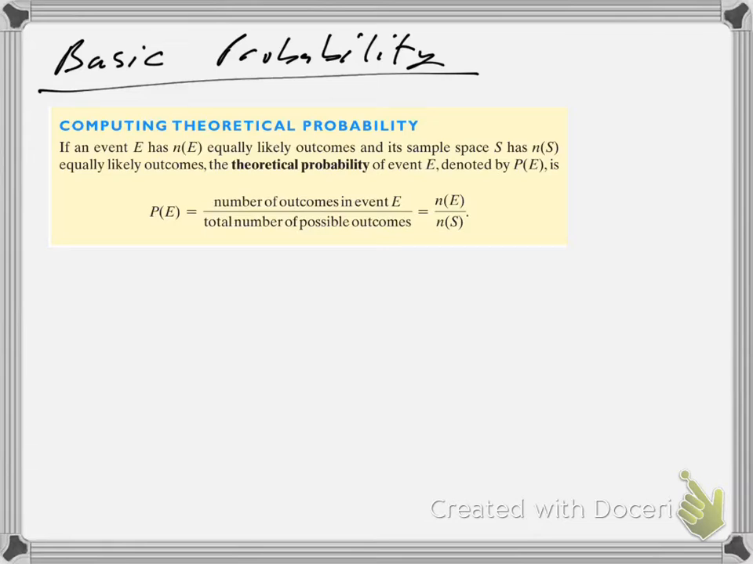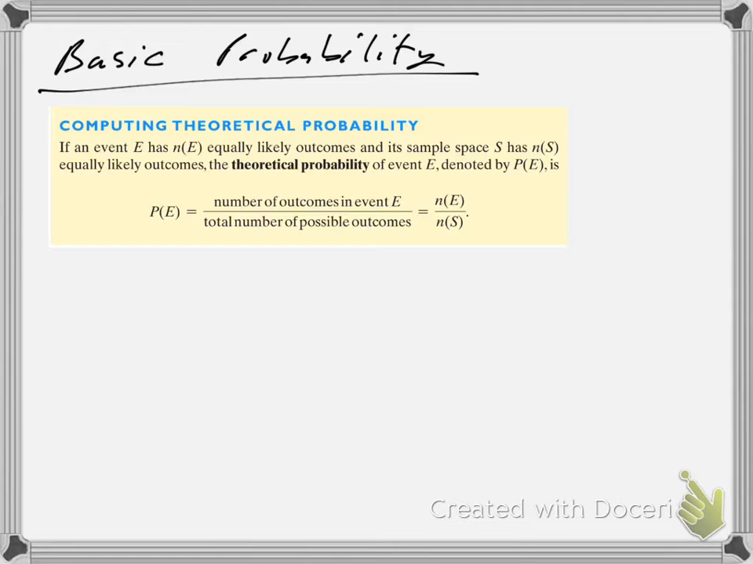So if we roll a dice, there are 6 outcomes. And what's the probability of rolling a 1? Well, that would be 1 in 6, because the number of outcomes in event E, the event E we're talking about, is rolling a 1. Well, there's only one 1.